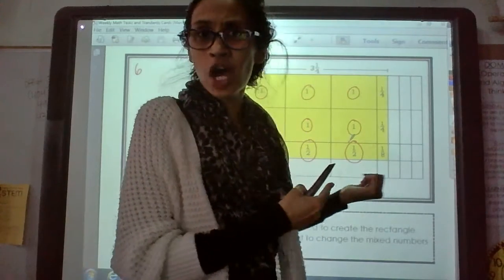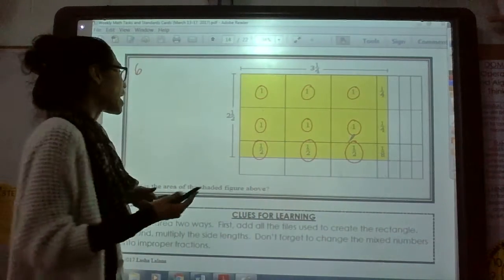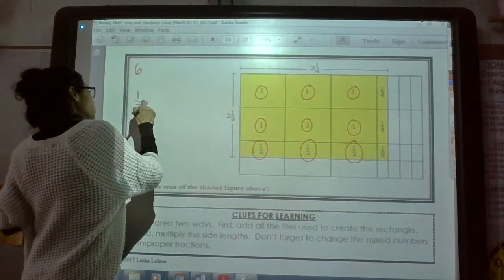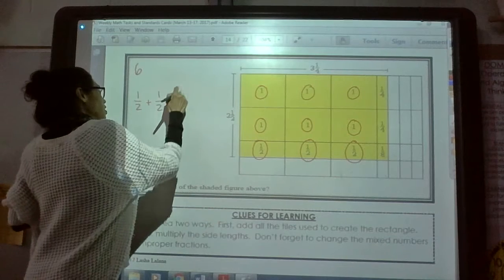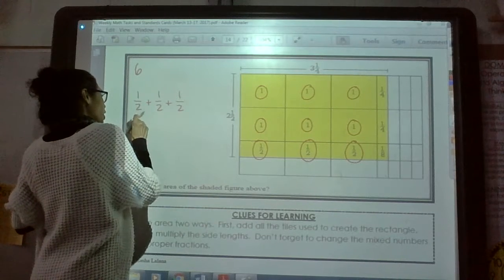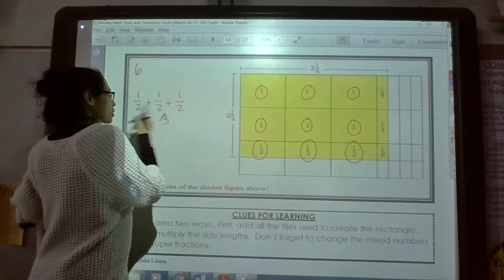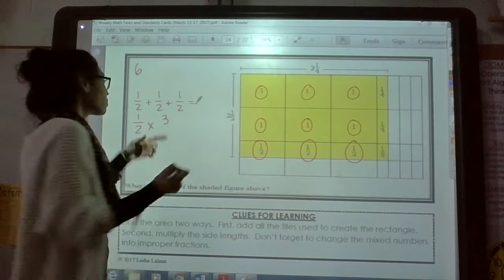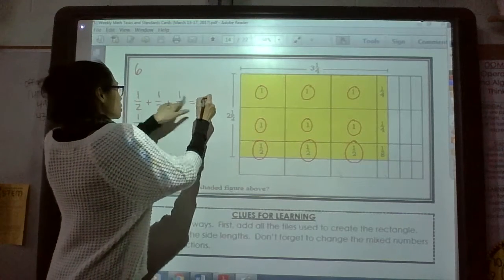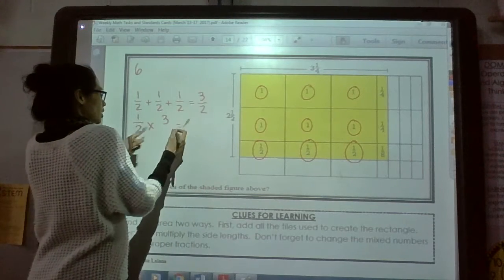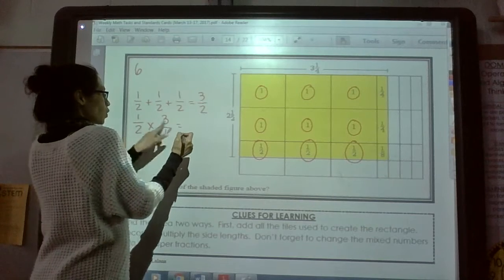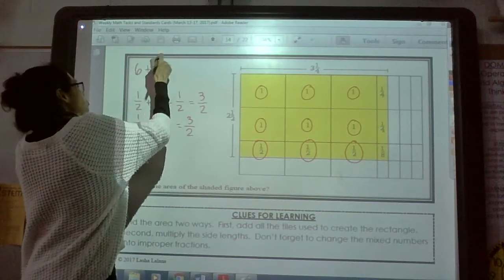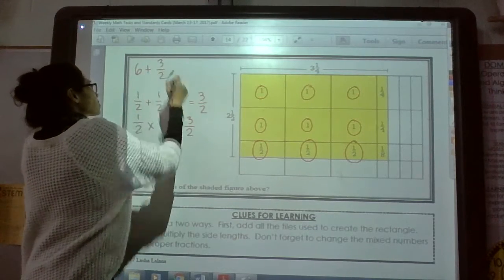All right, move along. We have 1/2, 1/2, 1/2. So we need to add that 3 times. So that's 1/2 plus 1/2 plus 1/2. And I know some people could do 1/2 times 3, right? Now remember, the denominators are the same. Keep them the same. So that's a 2. That's 3 halves. Or we could do it this way. Put a 1 right here. 1 times 3 is 3. And 2. So that's 6 plus 3 halves.